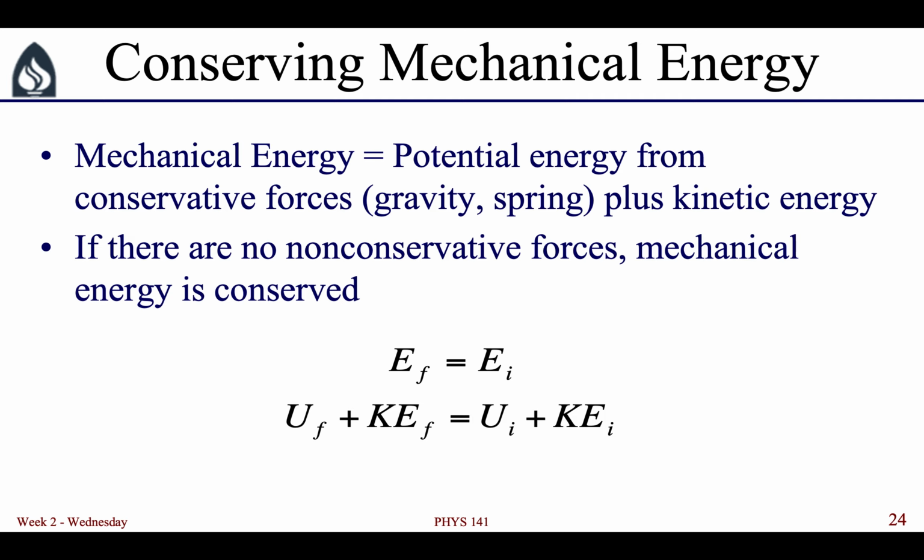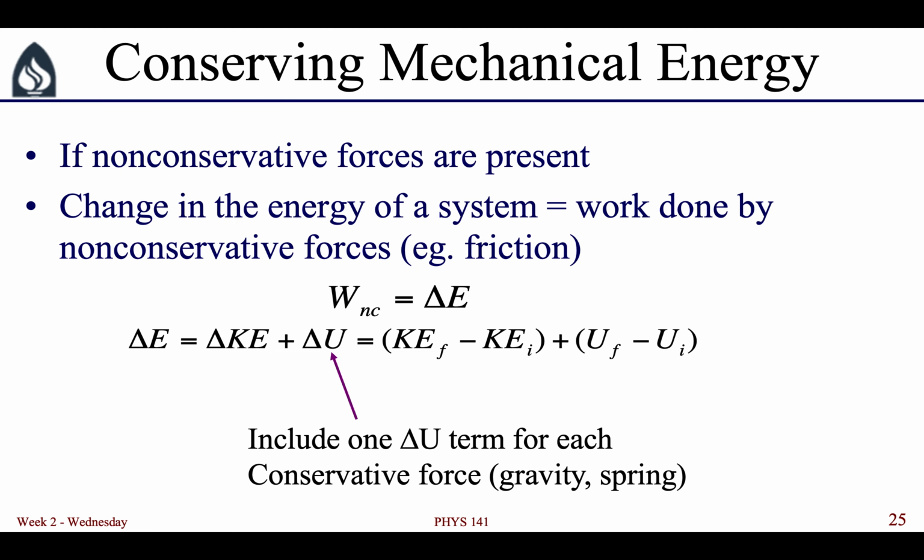So if you have a problem that doesn't have friction or some other non-conservative force, you can write down that the sum of all of the different types of mechanical energy initially is equal to that same sum finally, and then solve for any of the unknowns that you have in your problem.